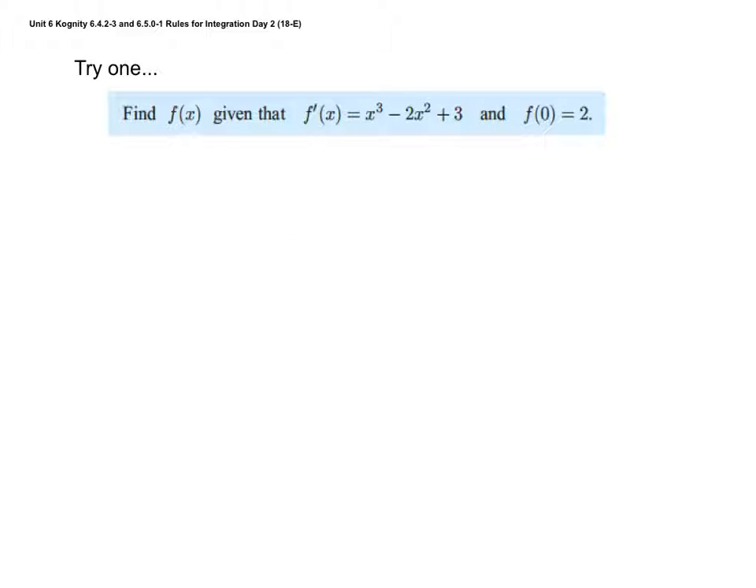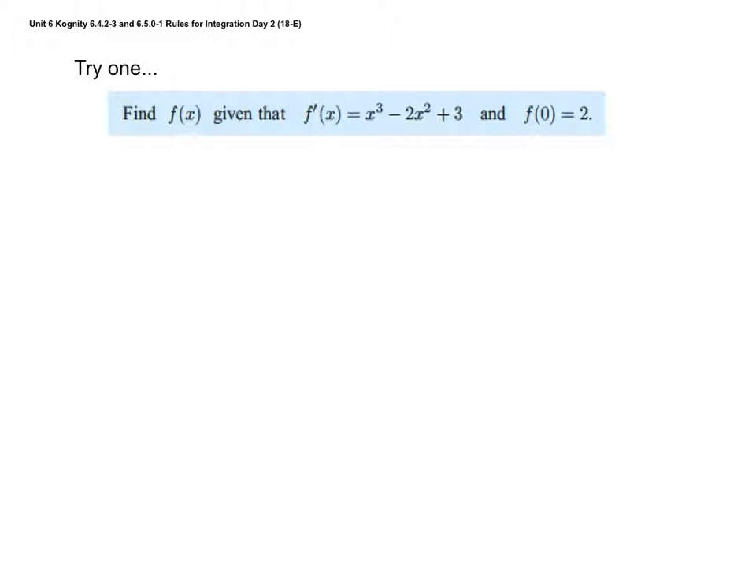So try this one on your own. Here I give you f prime of x is x cubed minus 2x squared plus 3, and I tell you that f of 0 equals 2. So take a few minutes here, try this one on your own.